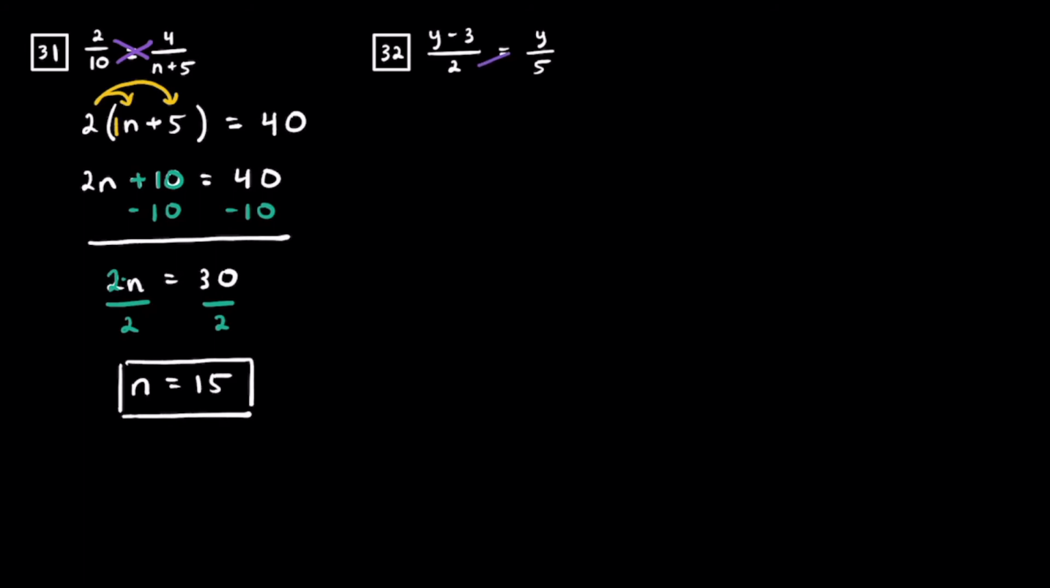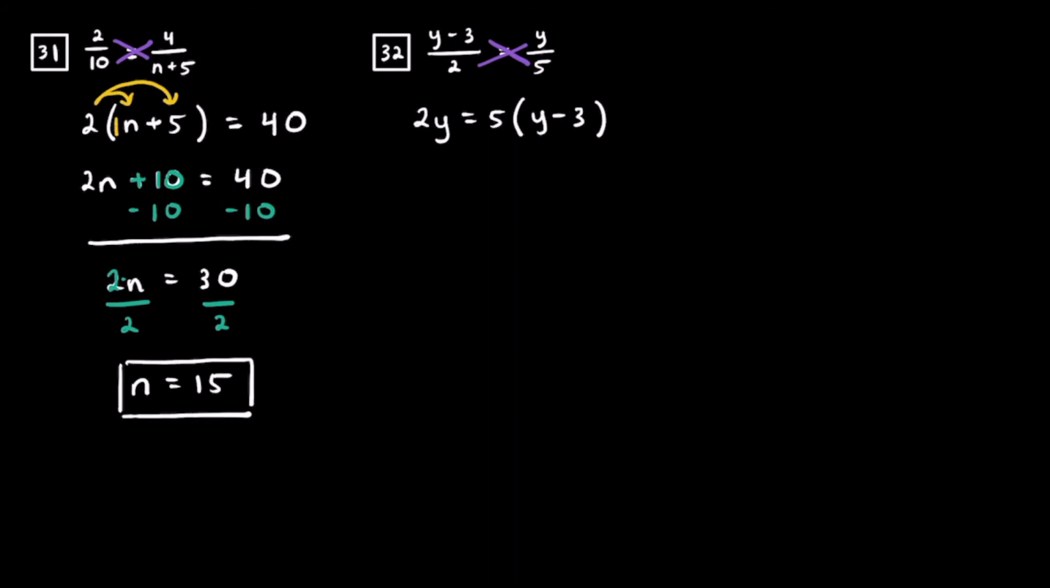For number 32, we have another proportion here, but you're going to notice that both of the cross products are going to have a y in it, so it doesn't really matter what you start with. For this first one, 2 times y, that's just going to equal 2y. And for the other diagonal, we have this 5 times the y minus 3, or the quantity of it. So we're going to write 5 times, and use parentheses, y minus 3. So just be careful, make sure you put those parentheses in because we have to distribute.